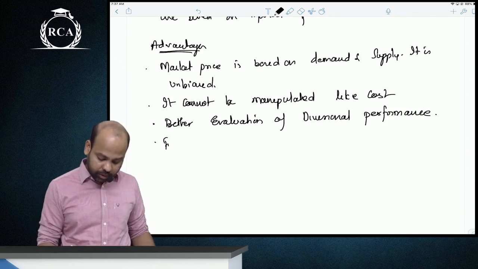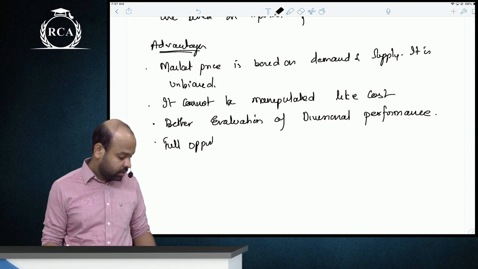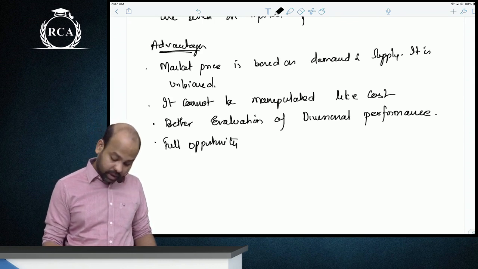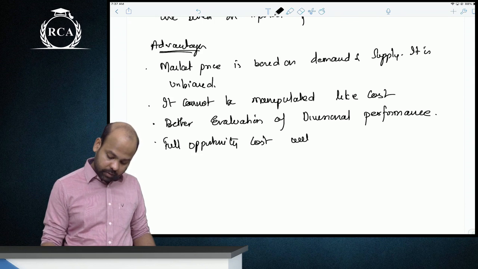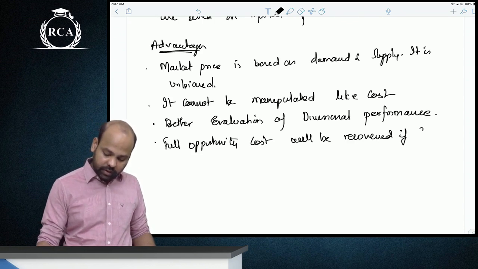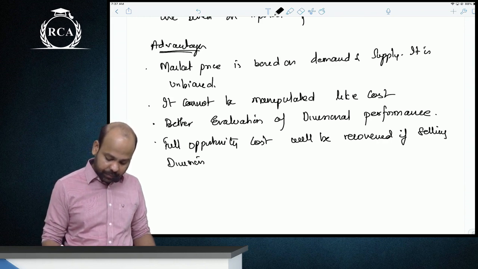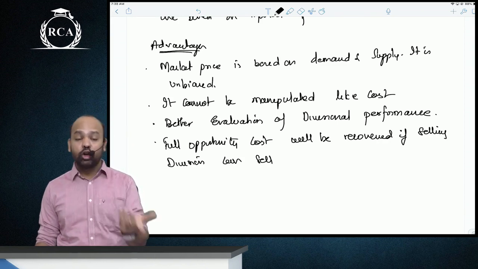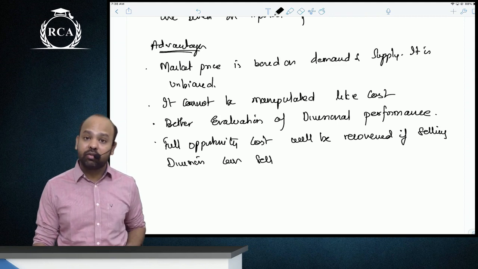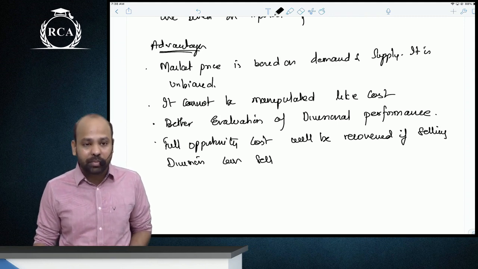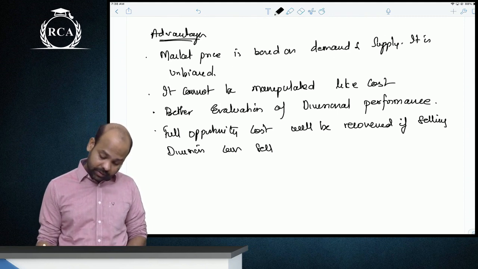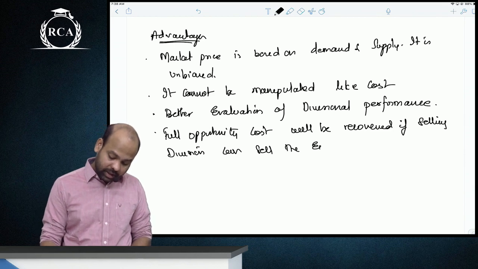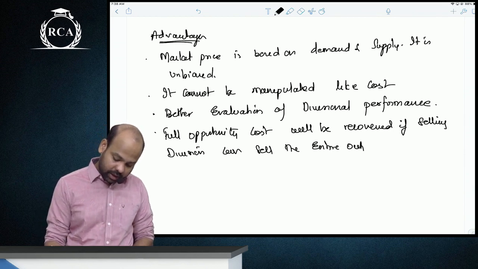Full opportunity cost will be recovered, guys, if the selling division can sell the entire output. Because you're pricing it at external cost, the selling division is not losing out on anything, guys, because they're pricing the product at still market prices. If they can sell the entire output.